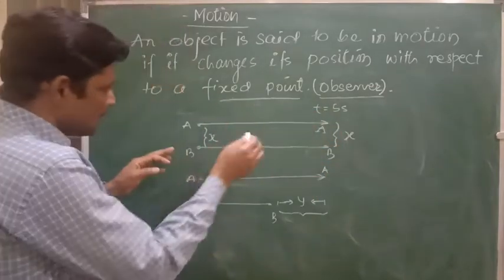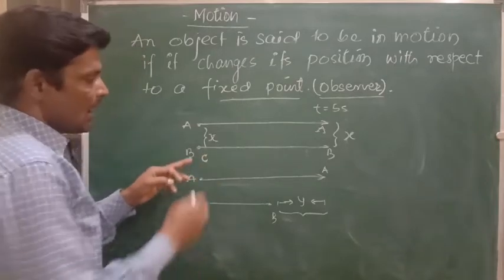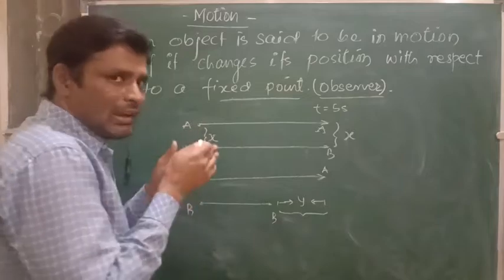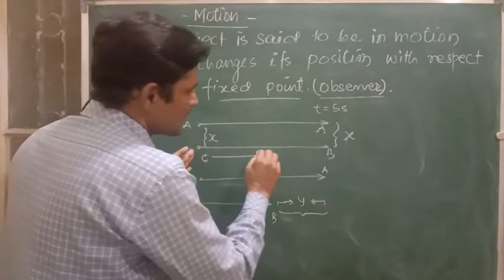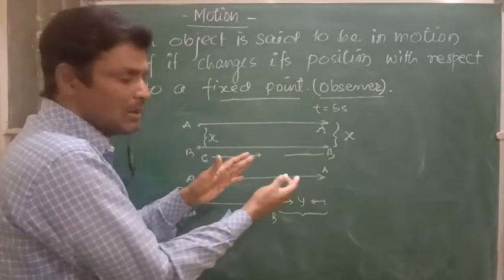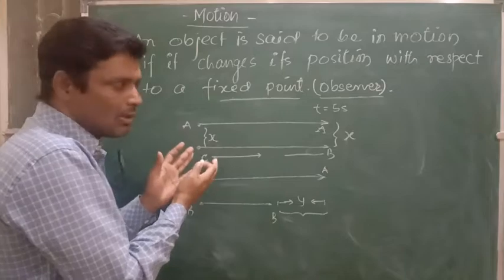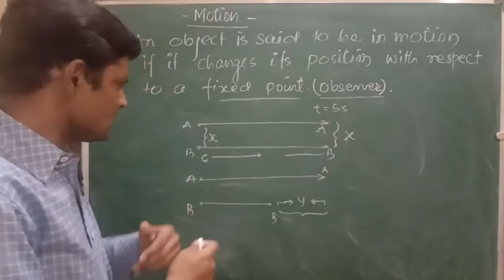But if I stand here as an observer, I can see initially they were at my position, and they have traveled some distance from me. They have changed position with respect to me. So I am the fixed point, or I am the observer, and I can tell both of them are in motion. There is another example.